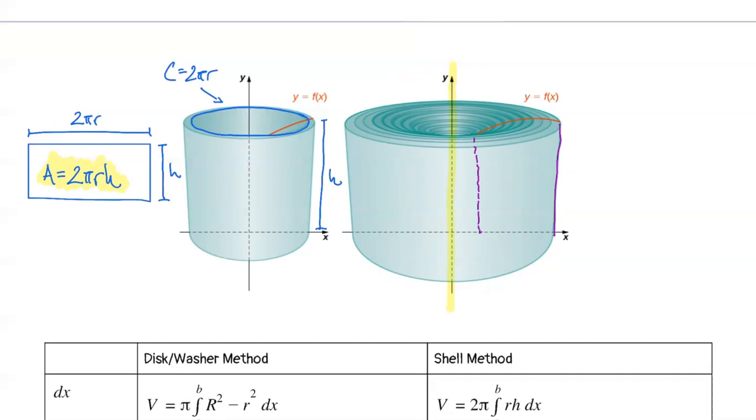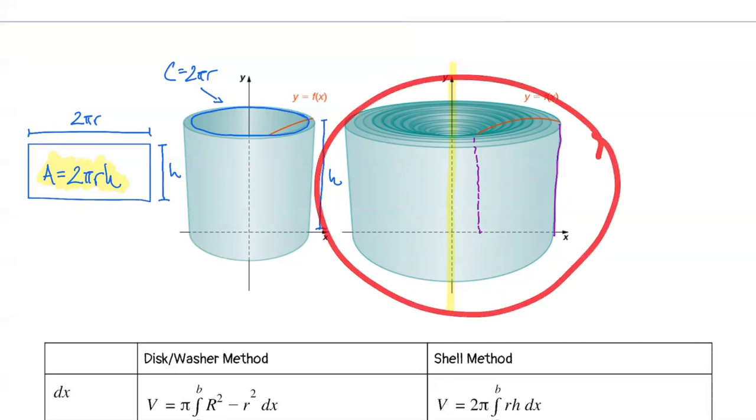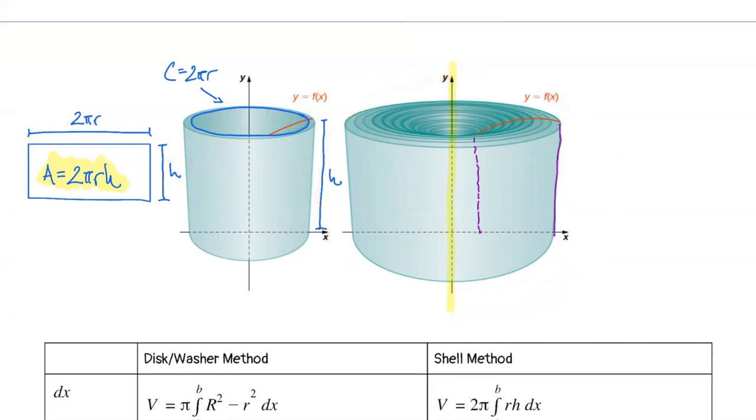Now, I'm wondering if you can tell me in this diagram, if I asked you about the radius, would you tell me that's an x value or a y value? Yeah, the radius would be somewhere this way, right? Okay. What about the height? Is the height an x value or a y value? Yeah, the height goes this way for sure. That's a y value. Okay.